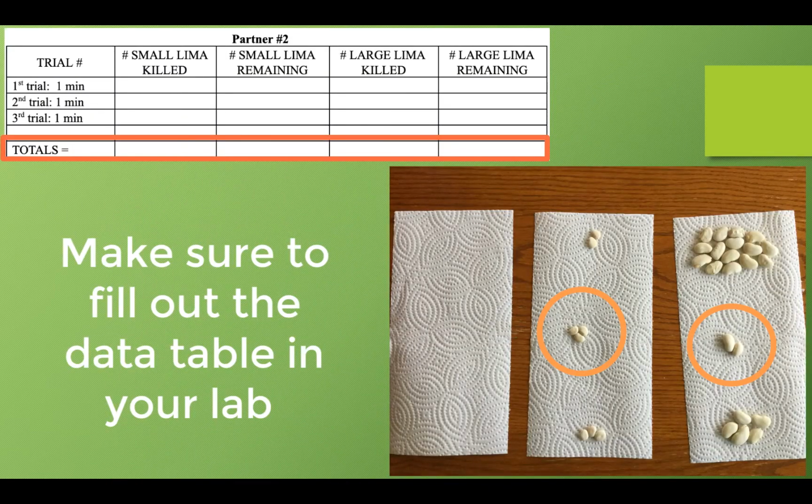Once again, I circled the lima beans that were killed during this final minute. You can see how many small lima beans and how many large lima beans were killed. After you finish the third row of your data table, you need to complete the totals. So how many total small lima beans were killed and how many are remaining? How many large lima beans were killed? How many are left remaining? Once again, there were 30 small lima beans and 30 large lima beans to begin with.